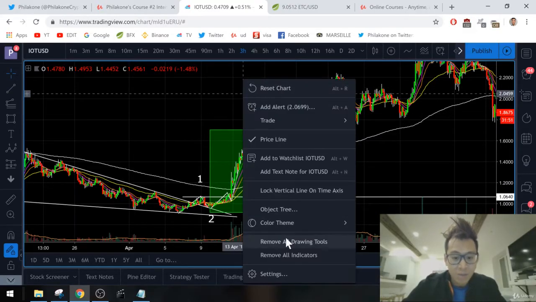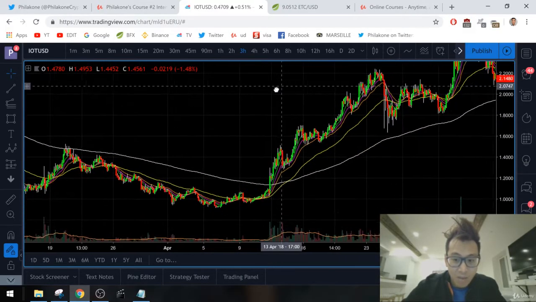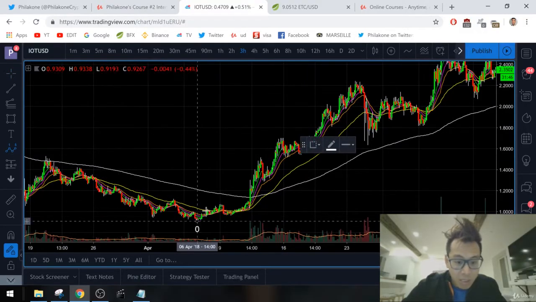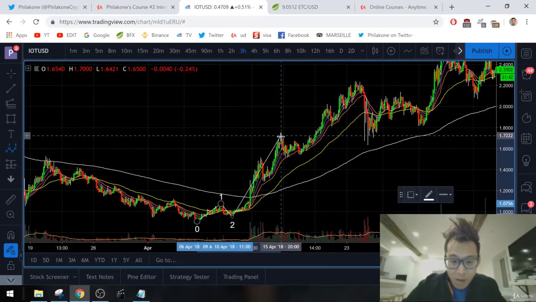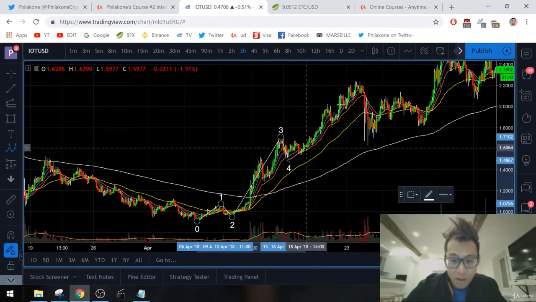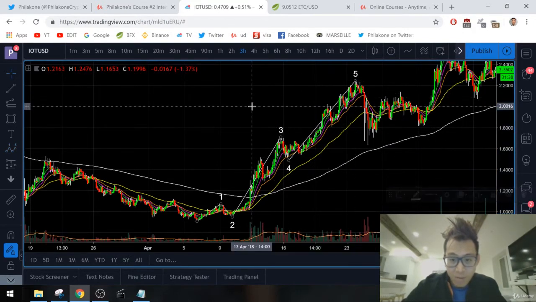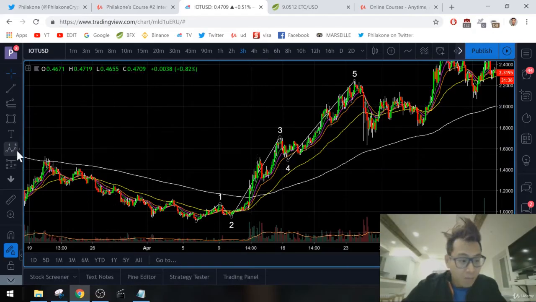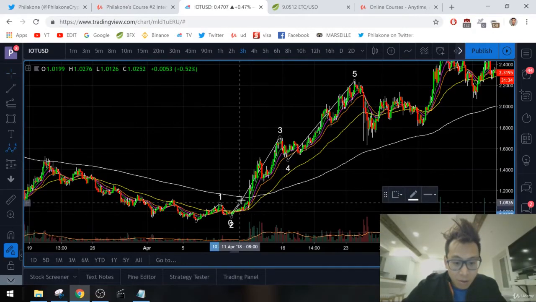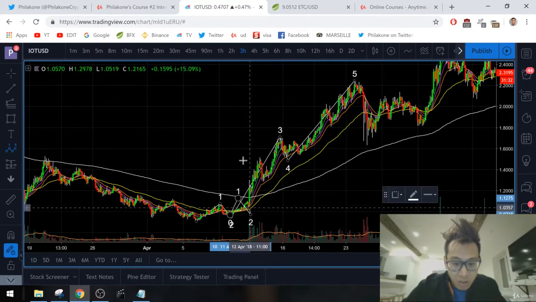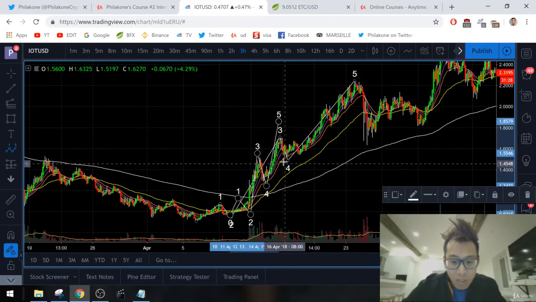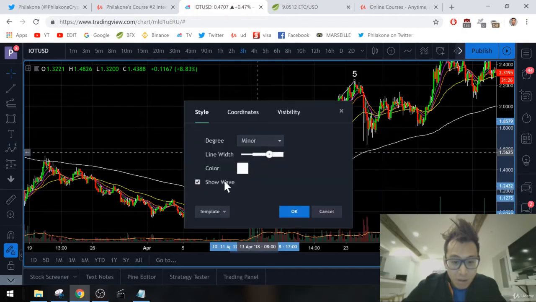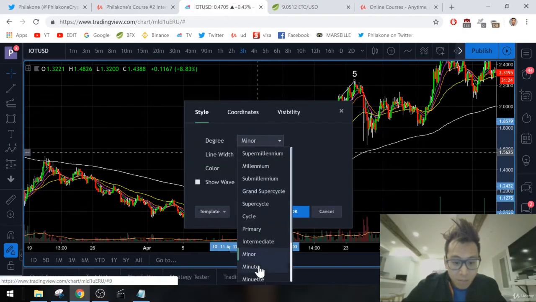So let's count this together just as an example again. Okay, we're going to count this as 1, 2. This one is the third wave. This is the fourth wave, and that's the fifth wave up there. Okay, and now we're going to break it down even further into the small subdivisions, 3, 4, and 5. And then this one is going to be the same thing for a minuet.